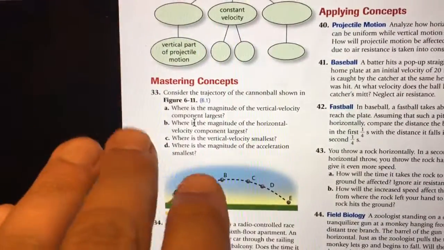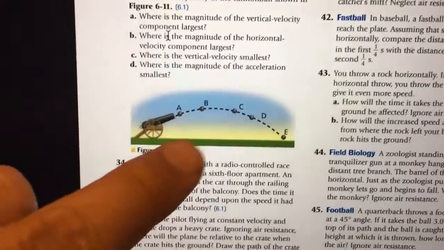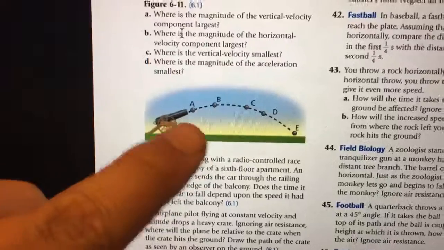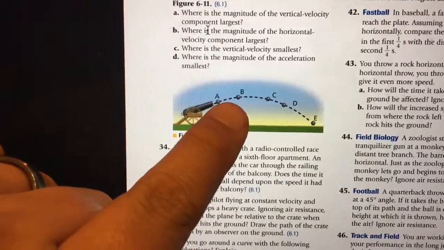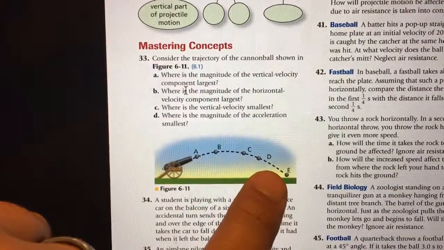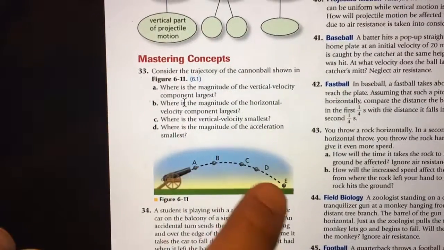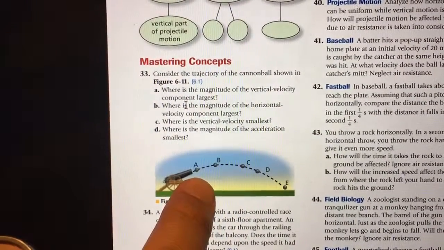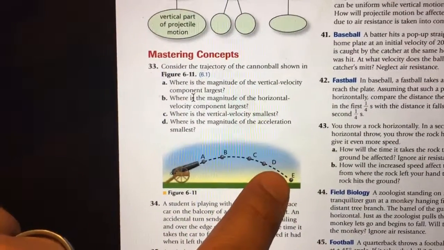So for 33, where's the magnitude of the vertical velocity component the largest? Well, that's where the slope of this line is the steepest. So where is it the steepest? Often students say, oh, between A and B. But what about D and E? Which of those is steeper? I know this one's positive, but which one's steeper? It's D and E. So the vertical velocity is the greatest actually here.